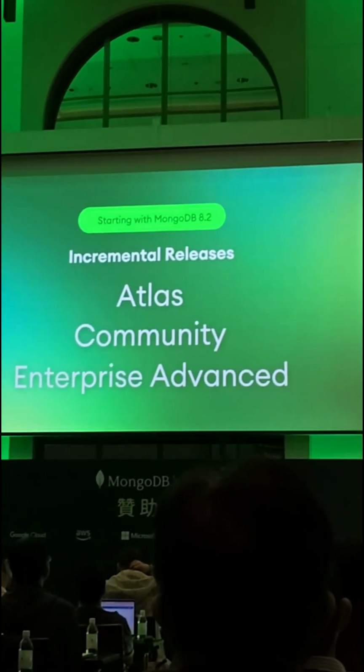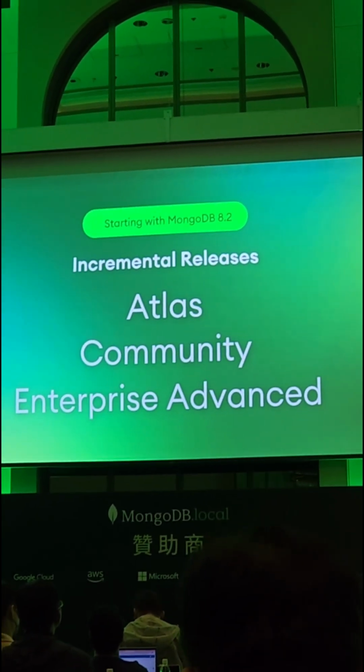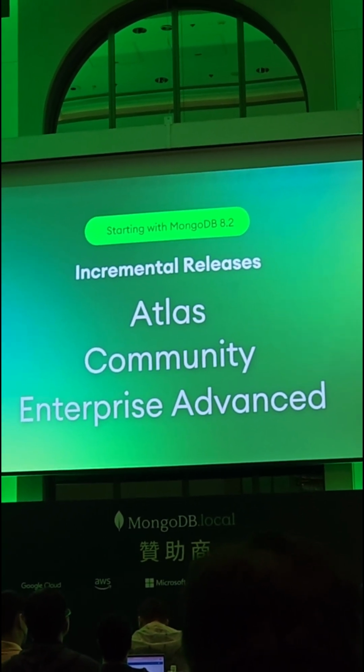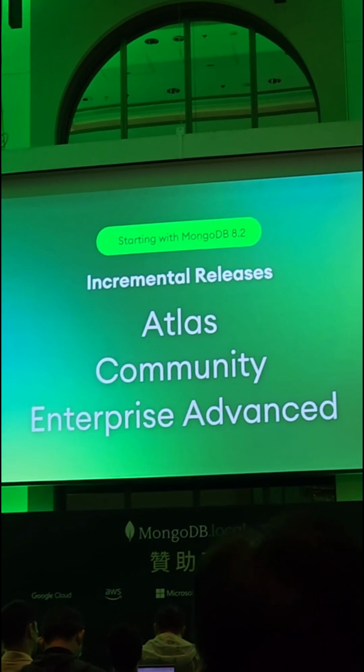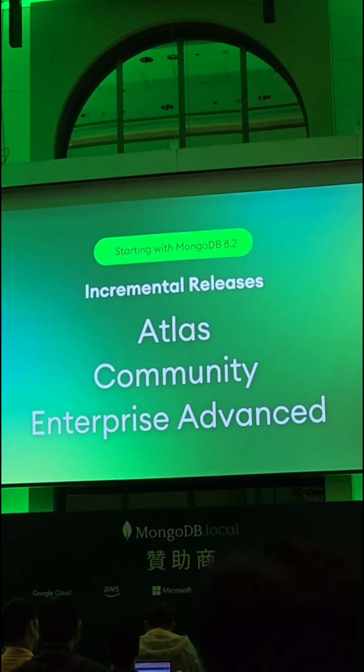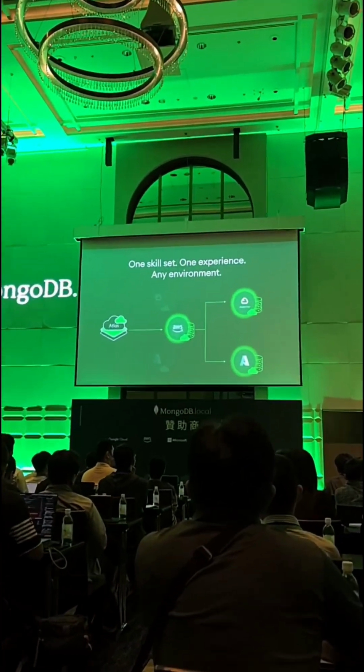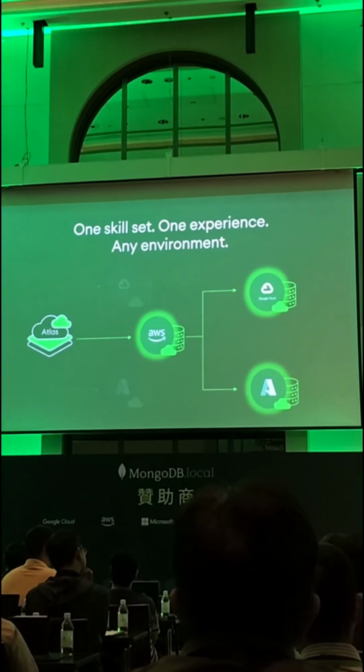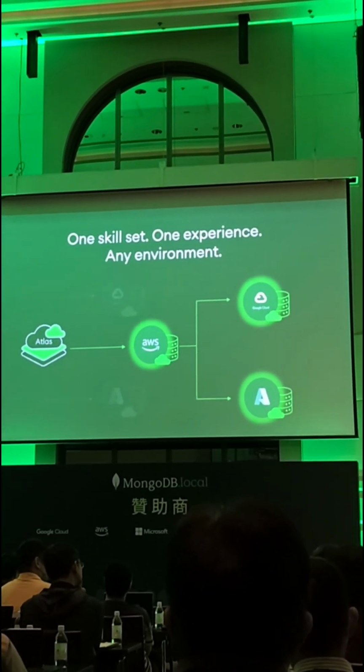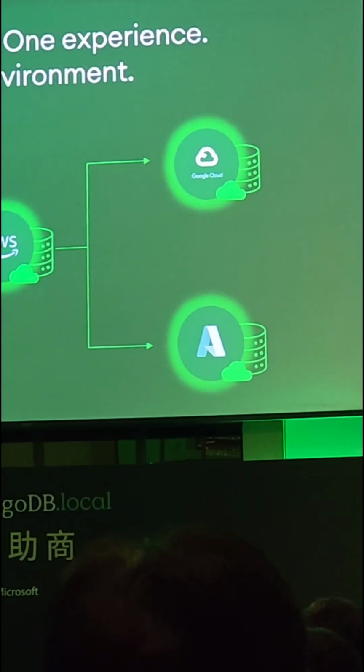So MongoDB 8.2 will be having incremental releases. First will be Atlas, then the community, and then the enterprise advanced. The Atlas will be including these three services: AWS, Google Cloud, and Azure, I think.